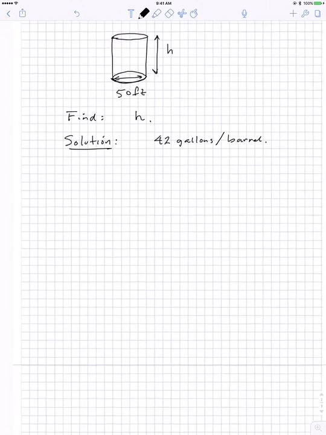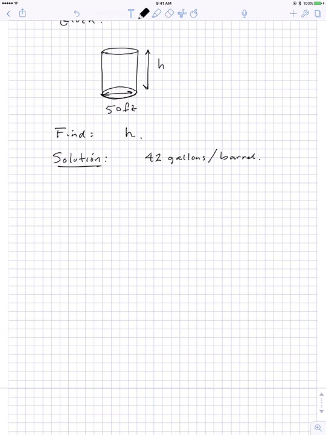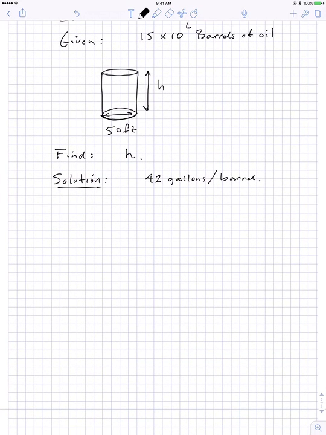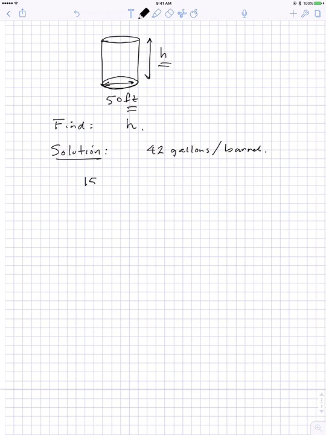From there we're going to need to convert volume into cubic feet so that we can find the h in feet. So we know that the volume is going to be 15 times 10 to the 6th barrels of oil. And then we're going to need to do a conversion where we know that in one barrel there are 42 gallons.